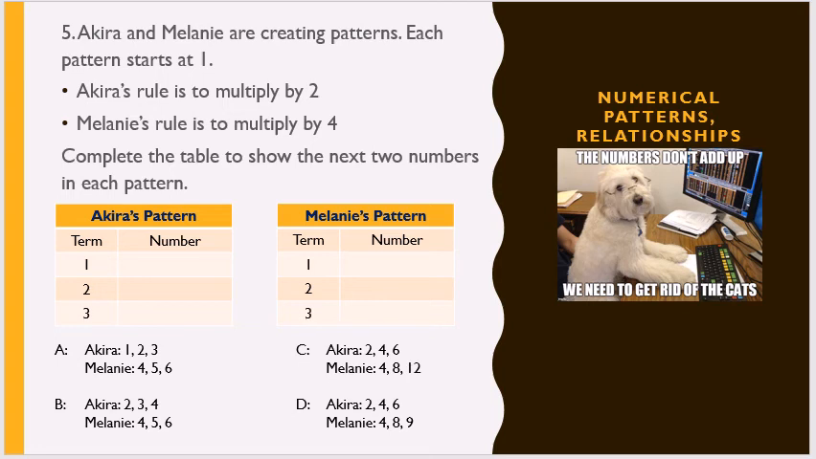And here you have Akira's pattern, Melanie's pattern, and then you have your answer choices. A would be Akira 1, 2, 3, Melanie 4, 5, 6. B, Akira 2, 3, 4, Melanie 4, 5, 6. C, Akira 2, 4, 6, and Melanie 4, 8, 12. And D, Akira 2, 4, 6, and Melanie 4, 8, 9. So, pause your video, solve for your pattern, choose your answer, and start your video again, and look at the response.